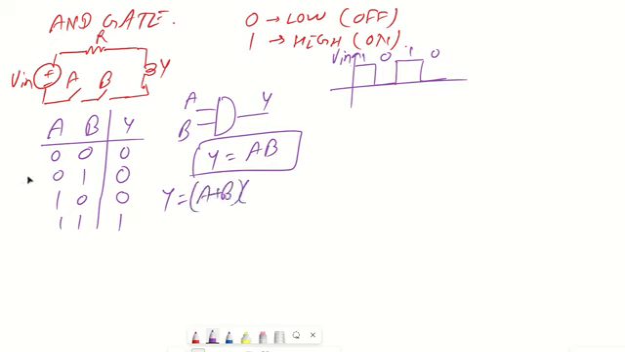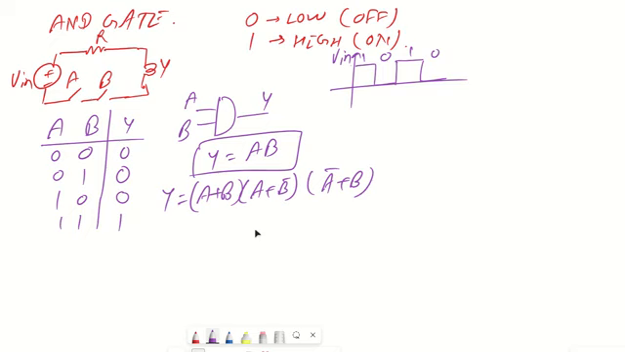Then next is A plus B bar, because 1 is B bar. So A plus B bar into A bar plus B. This is another expression for the AND gate. The simple expression is Y equals AB, and this is another expression in terms of max term for Y equals AB.